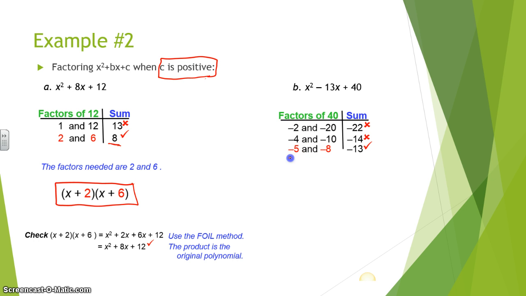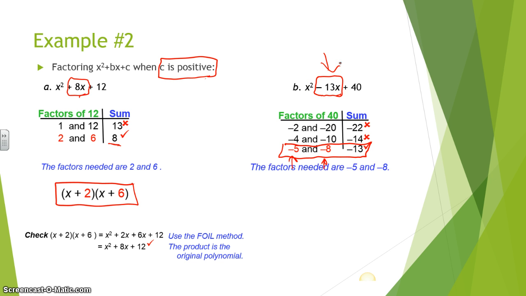The reason they chose negatives for my factors is because notice right here, it's a minus 13x, whereas in example A, you had a plus 8x. So plus your bx here, you would use positive factors. When you have a minus bx, like minus 13x, you would use negative factors. So negative 5 times negative 8 gives you positive 40, and when you add them together, you get negative 13, which is the center value.